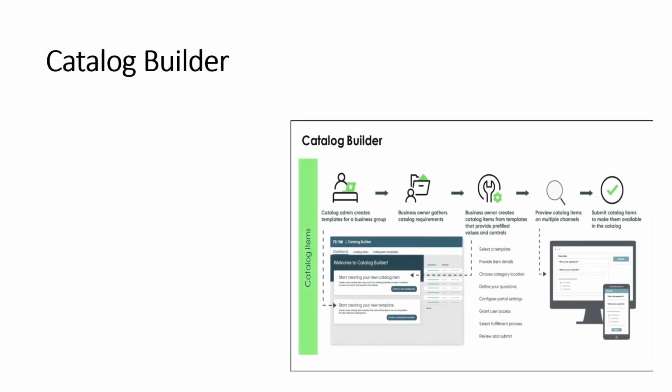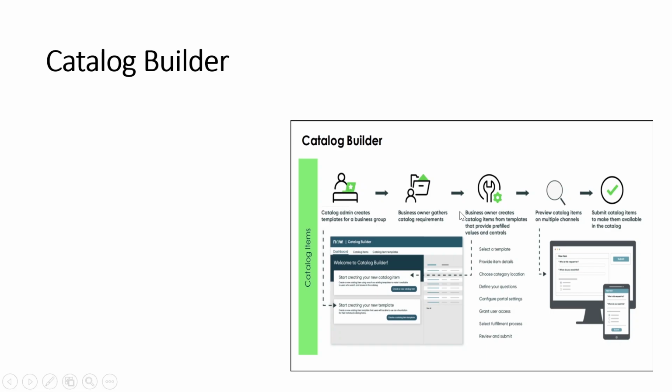Okay, let's go. So what is catalog builder? Catalog builder simply provides you the opportunity to create a catalog item quickly. You can create a template here and follow the template. You can see this is a picture from the ServiceNow documentation page, and you can see how it is being created. First, the catalog admin creates a template for a business group. So templates are created here, and you'll see when I show you.